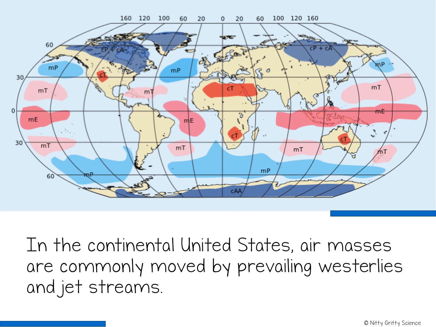Recall that there are major wind belts, and those going across the continental United States are the prevailing westerlies. The prevailing westerlies generally push air masses from west to east.